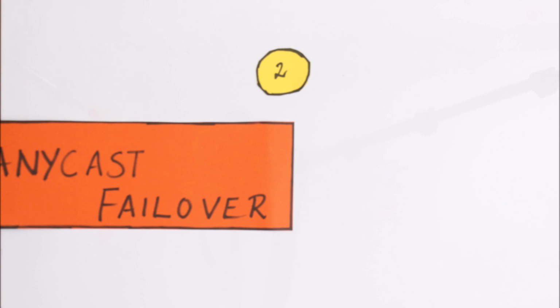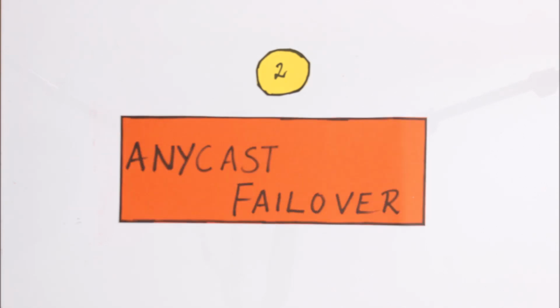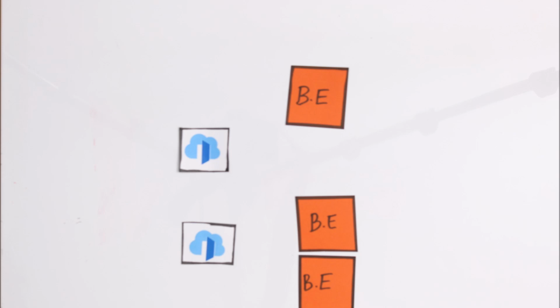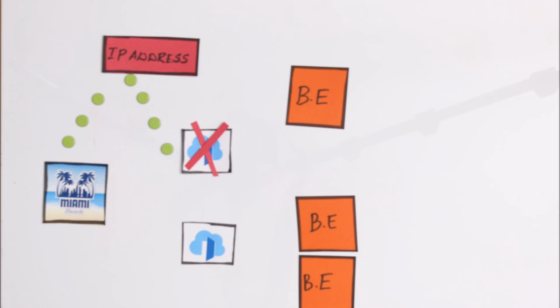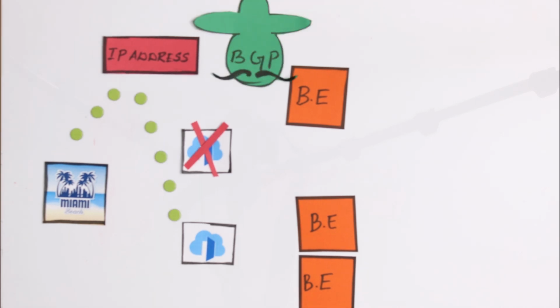Let's now talk about anycast failover. We talked about unhealthy backends. Let's now talk about an unlikely event where a point of presence server itself goes down. Because the point of presence servers are anycast based, the DNS points to one or two IP addresses globally. And if one of the point of presence servers goes down, BGP auto-magically does the failover to the closest POP.